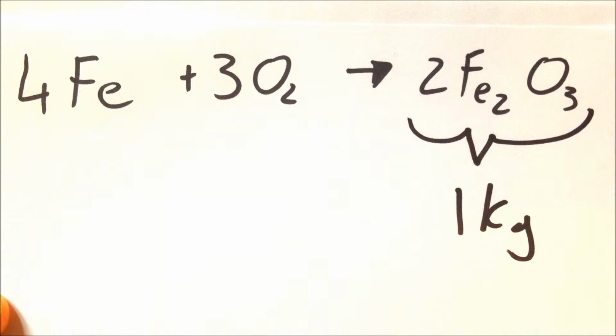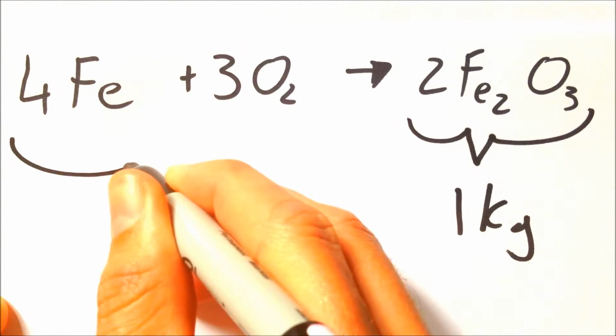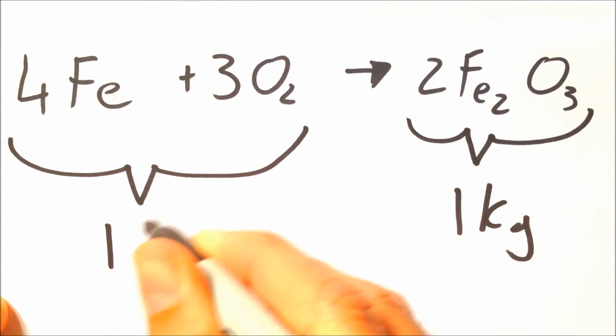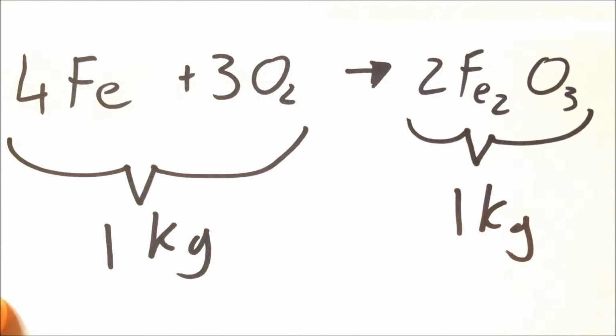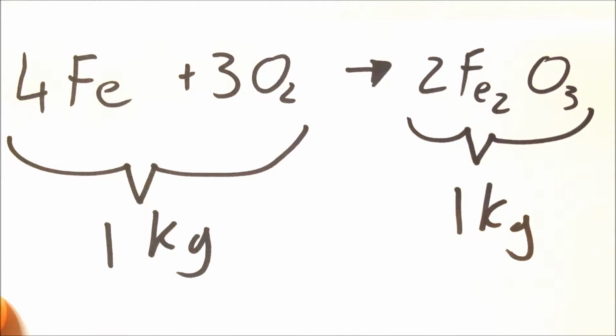So if we have a kilogram of rust left behind, then we must have had a total of 1 kilogram of reactants, so that's both the iron and the oxygen. To find out more detail, the maths get a little more fiddly, but it's still quite simple.